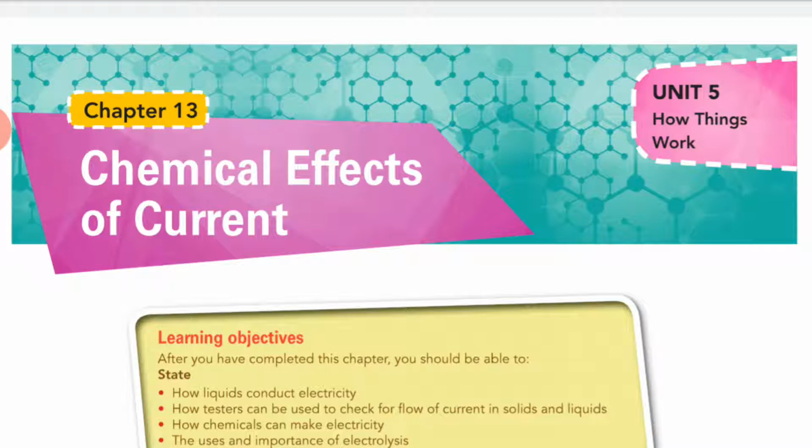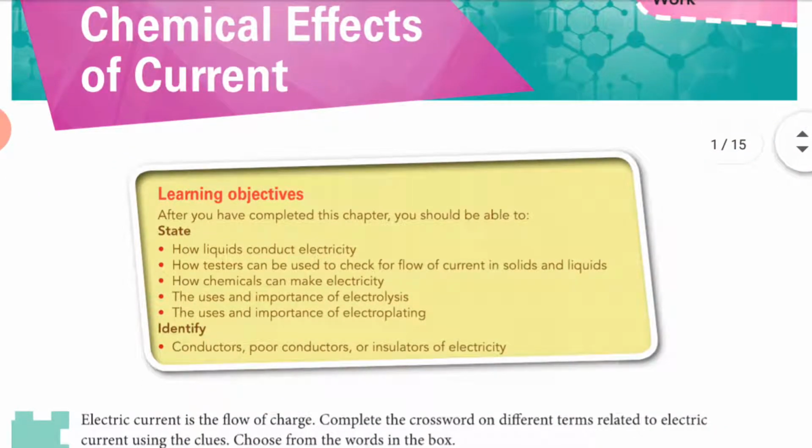Standard 8, chapter number 13, Chemical Effects of Electric Current. So guys, in the 7th standard and 6th standard, there was the same chapter of electricity. At that time we discussed the conductors, insulators, and all that. So in this chapter, what are we going to learn?